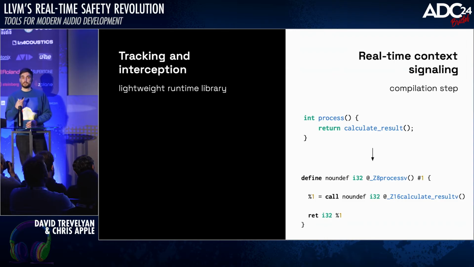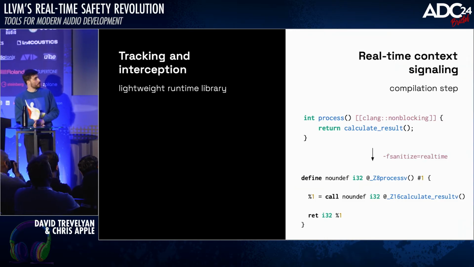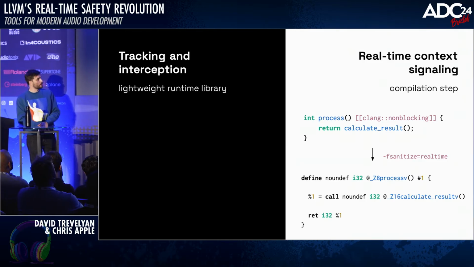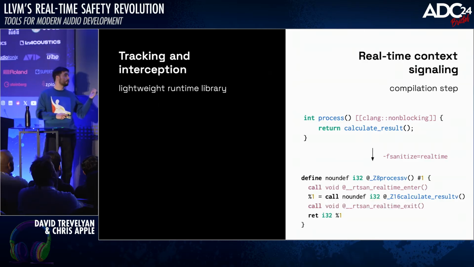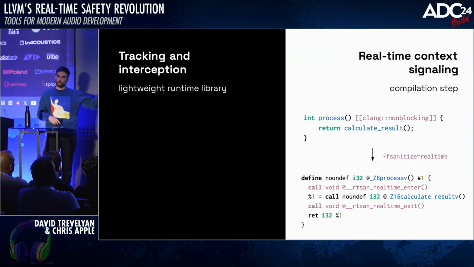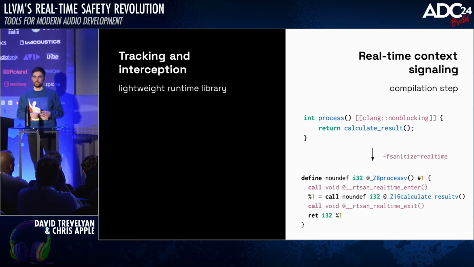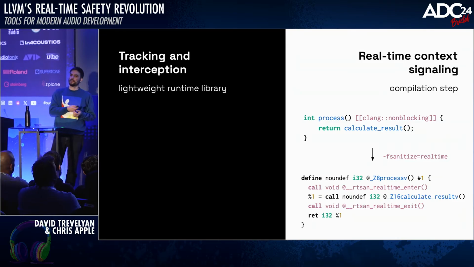If you've activated the RTSan instrumentation and you've attributed your function with Clang non-blocking, then what the sanitizer does is it injects two function calls here in the intermediate representation. At the entry point to the function, it signals to the sanitizer, hey, we are entering a real-time context. And right in the very last instruction, before we actually return, we inject a call to real-time exit. And that's saying we're leaving the real-time context. And all this means is everything between those two lines has to be non-blocking.